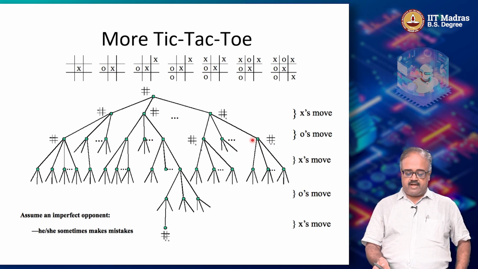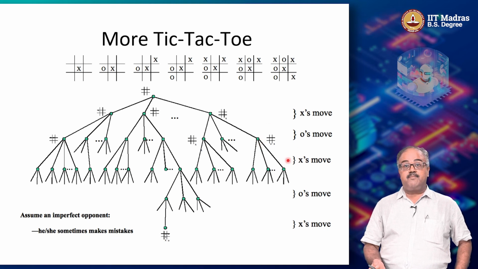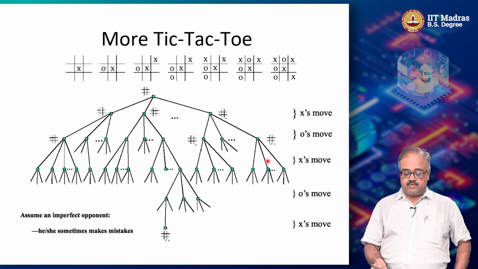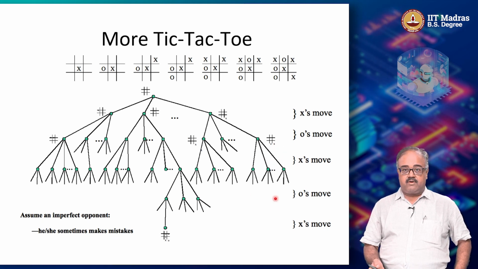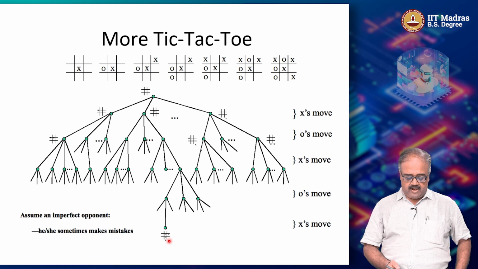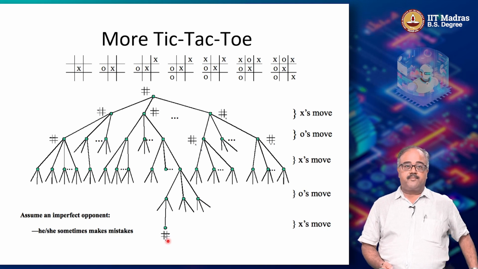You can see that here, right? You have an X and the O has already played. Now there are 7 possible places where you can put a second X. So there are 7 possible moves that you could make, and so on and so forth until you come to the end where you have X winning, right?